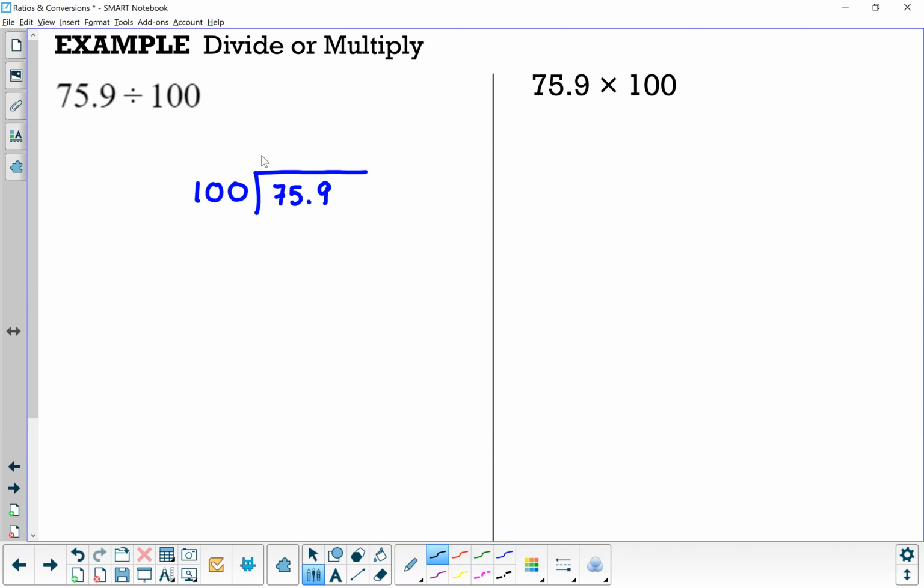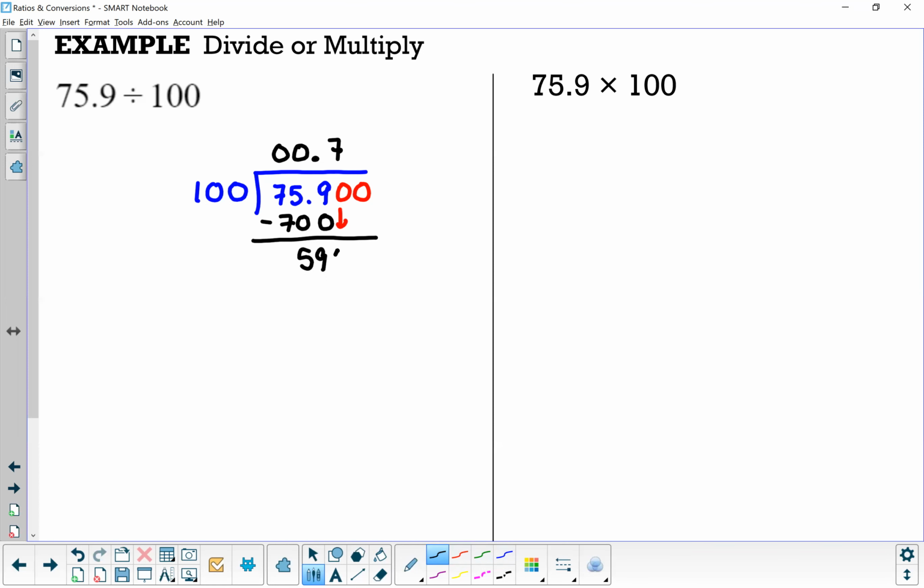7 divided by 100 is 0. 75 divided by 100 is 0. We have our decimal point there. And then let's do 759 divided by 100. We have 7, so we're subtracting 700, and we have 59. So we are going to add some zeros onto our dividend here. I'm going to add 2. We'll probably need them. So let's bring down the first 0.